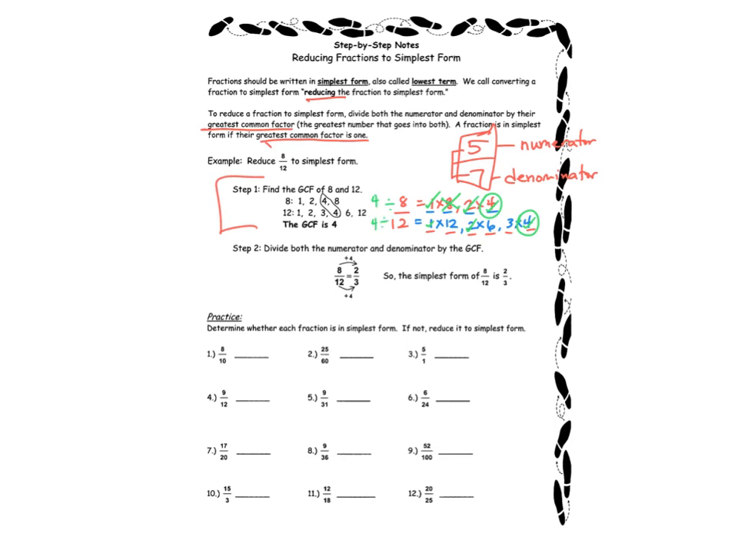You can use a calculator for this. You can also use a calculator to find the numbers that go into it. You just say 8 divided by 1, 8 divided by 2, 8 divided by 3, 8 divided by 4. Once you get to that number, you can't go any higher.